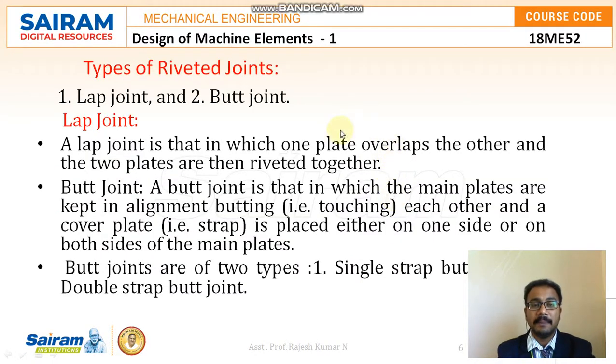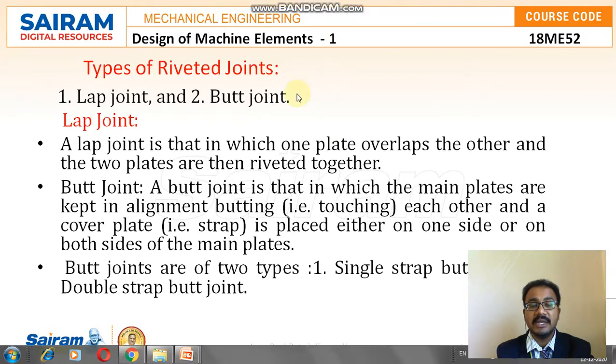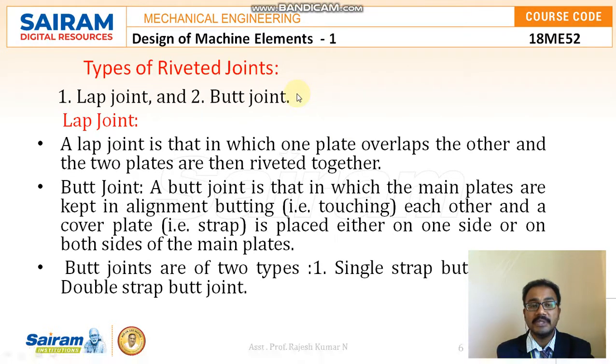Now, the very important topic, that is types of riveted joint. Basically, we can classify rivets into two types, that is lap joint and butt joint. Already we would have studied these joints in our first year basic subjects. So here we will be discussing these joints in detail. So first of all, what do you mean by lap joint?